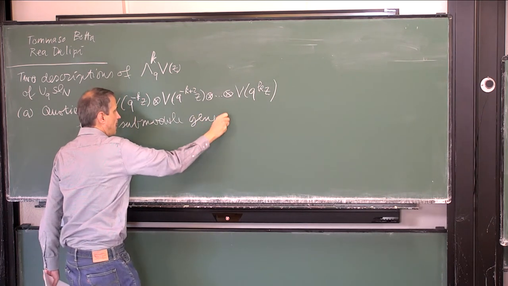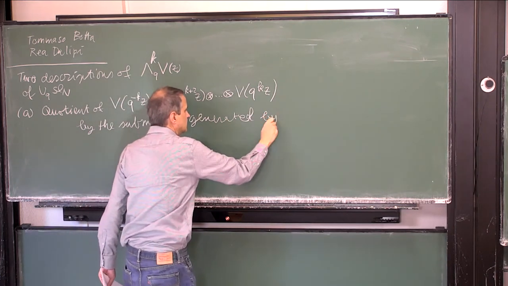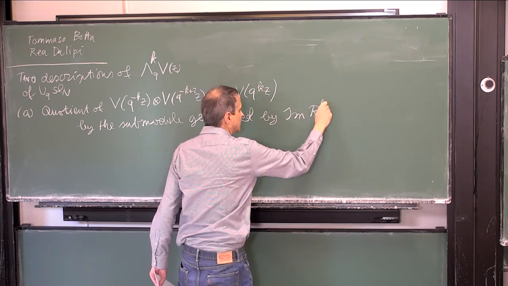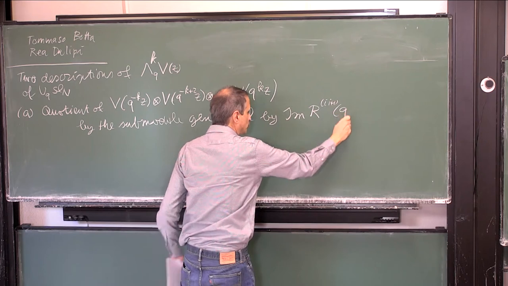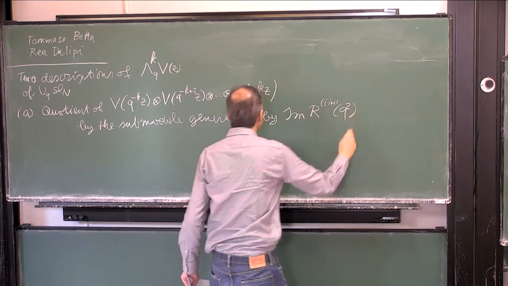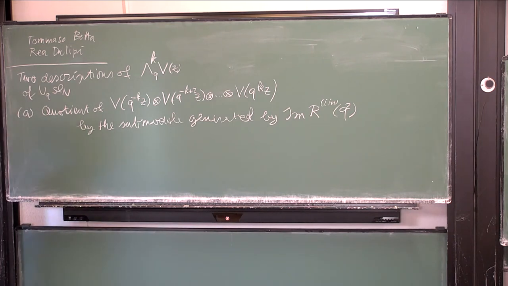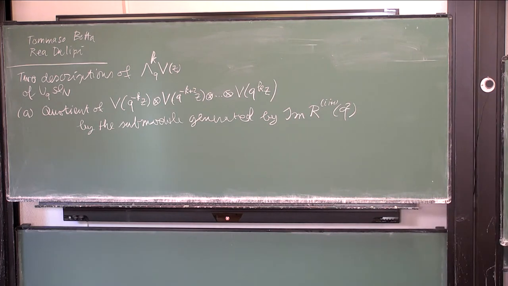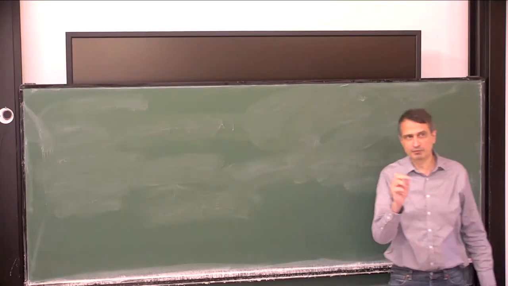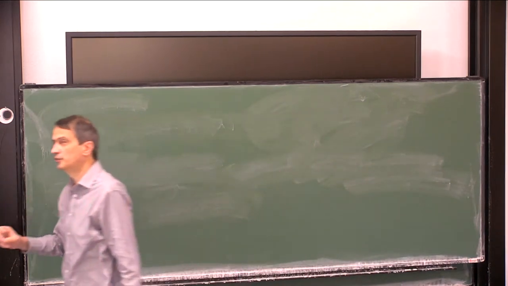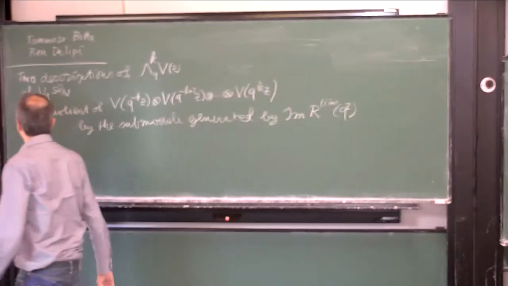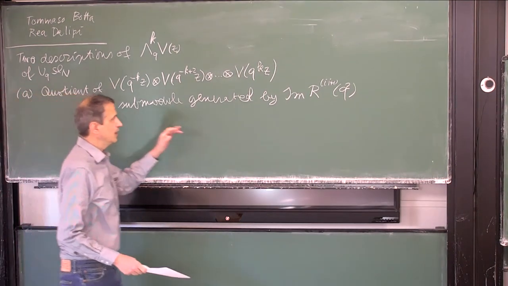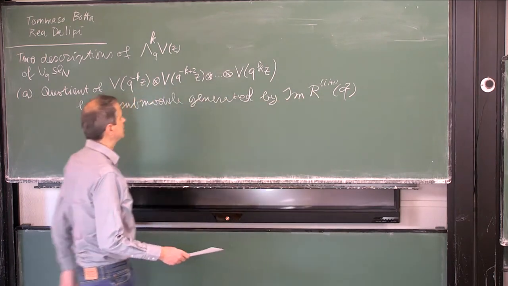And this is the submodule generated by the image of R_{i,i+1} of q squared or q inverse, I always forget. So this is an analog to the description of the exterior power as a quotient by the submodule generated by vectors which contain something like v_i v_j plus v_j v_i. Here you have to insert a q as we saw yesterday, but that is basically the story.